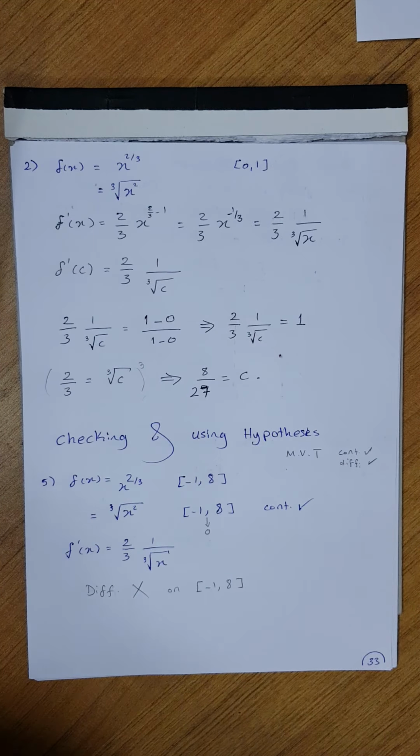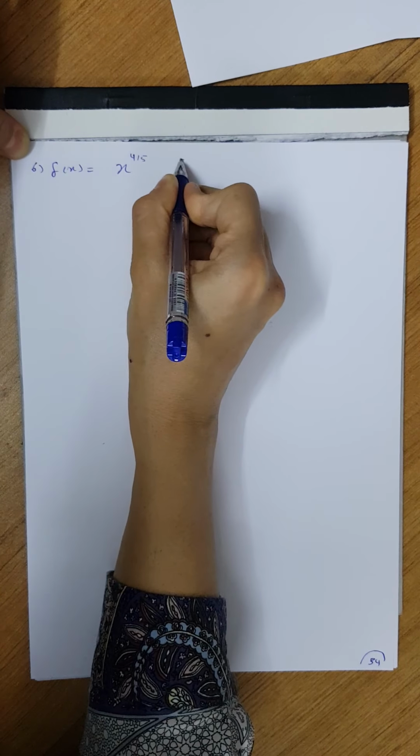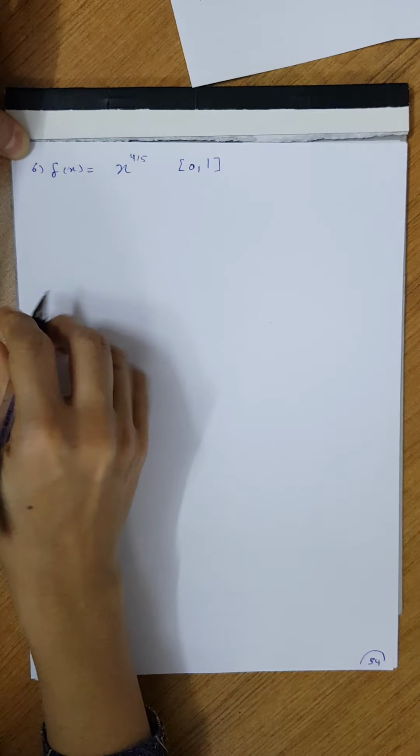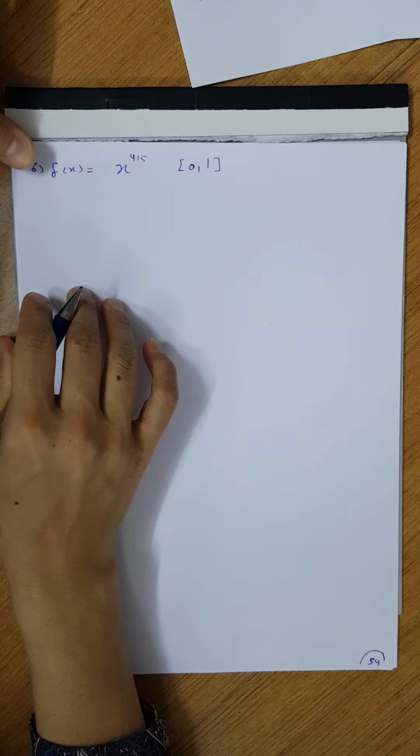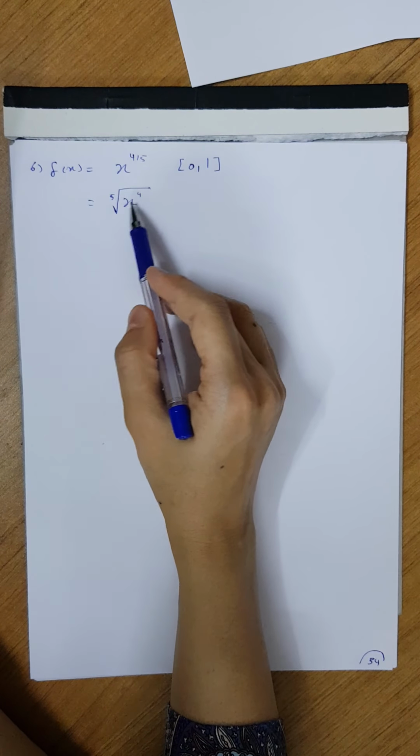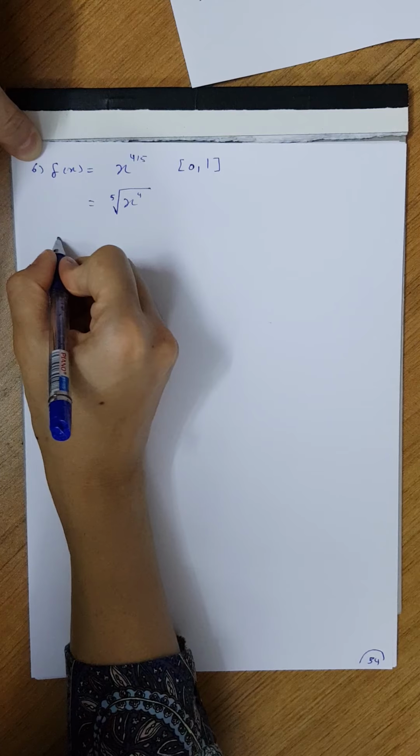We have got another example. F of x that's equal to x to the power of 4 over 5 over the interval 0 and 1. If you check that function, that one is x to the power of 4 under the 5th root. Is that function continuous? Yes. Why? Because whatever number I'm inputting on that interval, it makes it defined. Let us find the first derivative of the function.